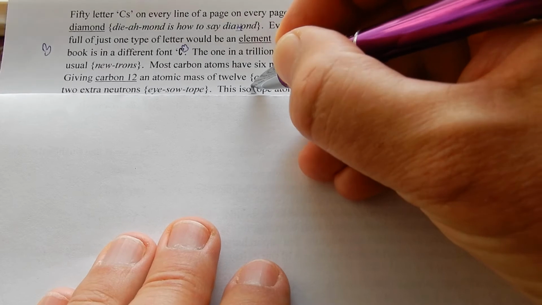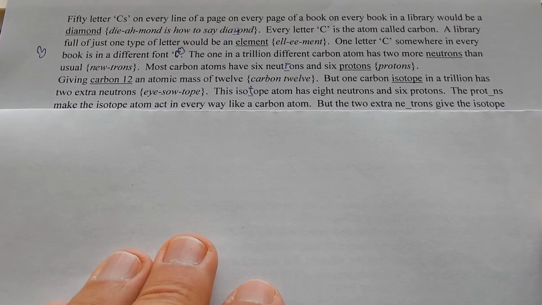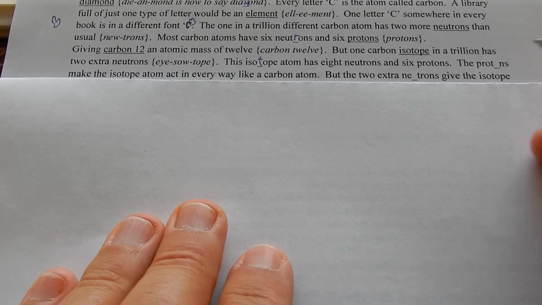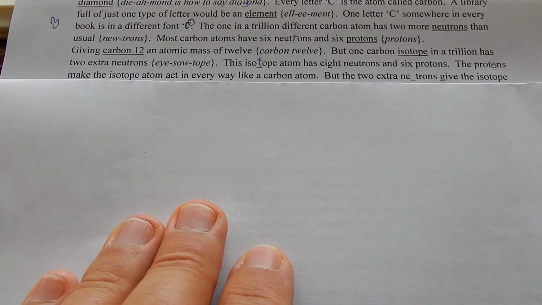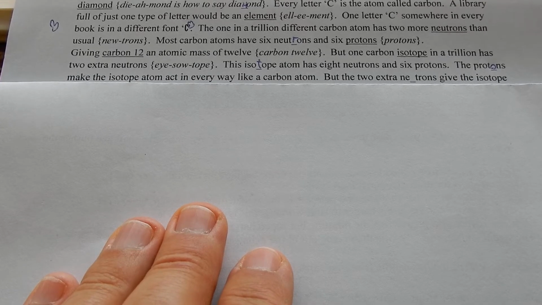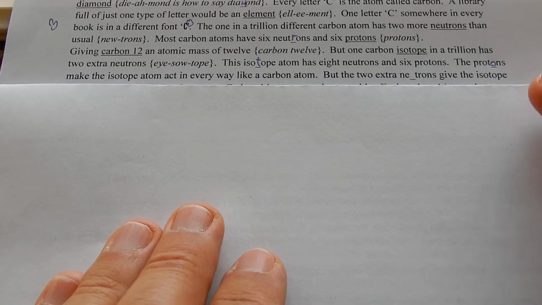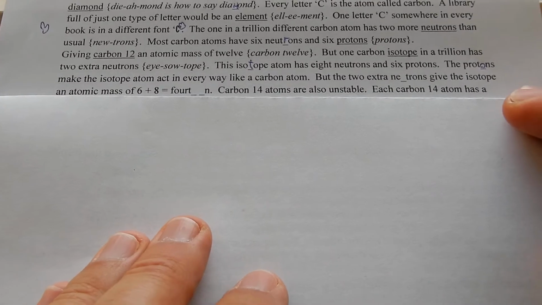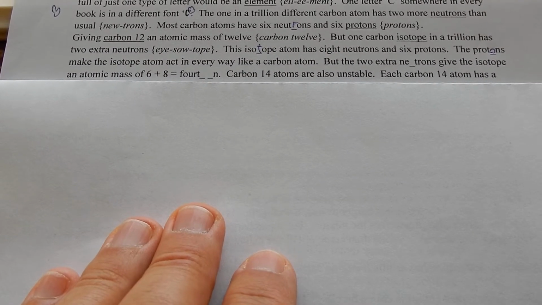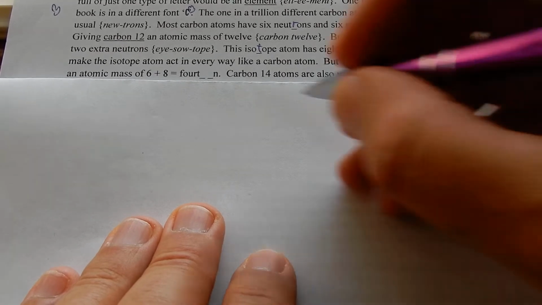This isotope atom has 8 neutrons and 6 protons. The protons make the isotope atom act in every way like a carbon atom, but the 2 extra neutrons give the isotope an atomic mass of 6 plus 8 equals 14.